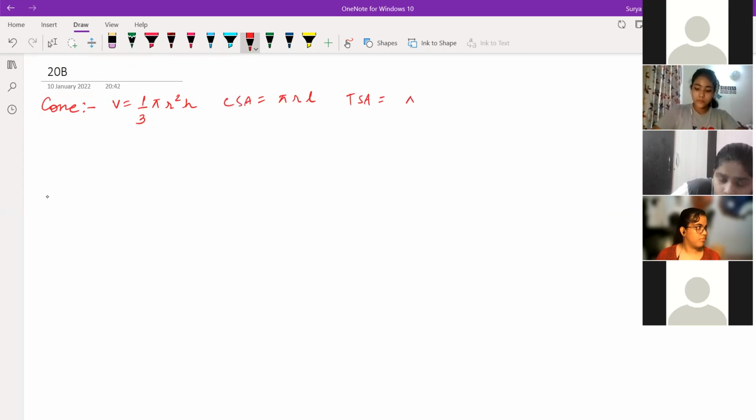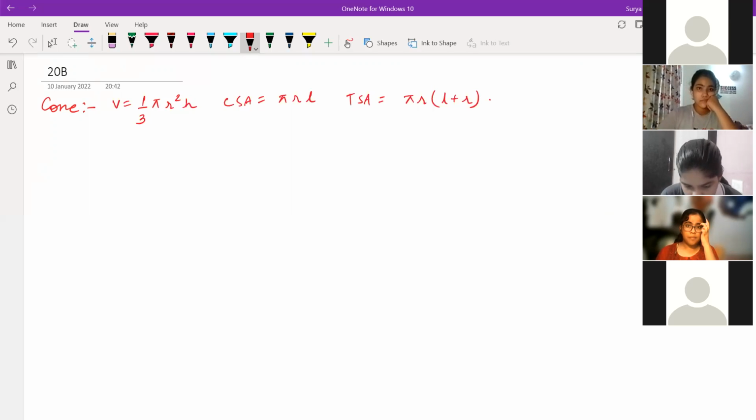Okay, fine. So TSA is pi r into L plus r. This is a formula. First, you remember, children. Those who don't know, they can write fast. Cone formula is 1/3 pi r square h. If you know the cylinder, you should divide by 3. That's it. So 1/3 pi r square h. CSA is pi r L. TSA is pi r into L plus r.